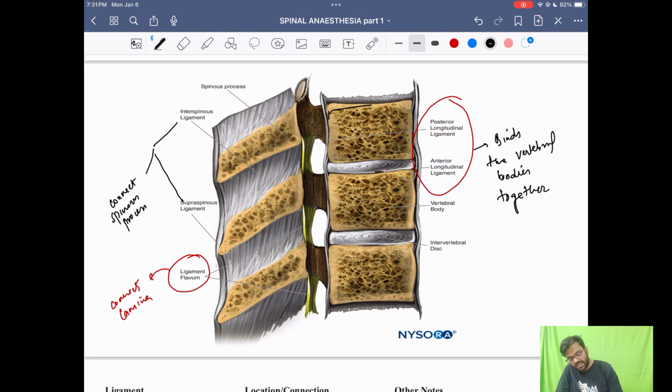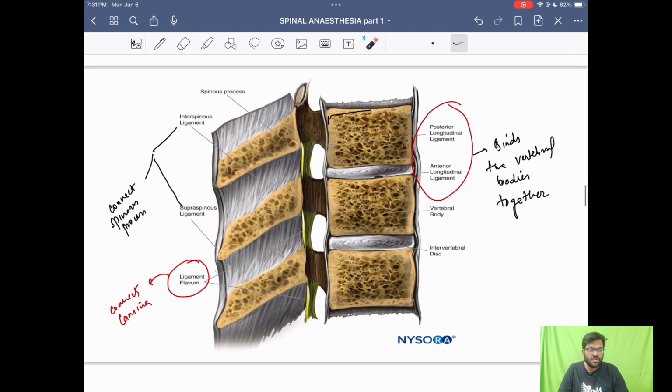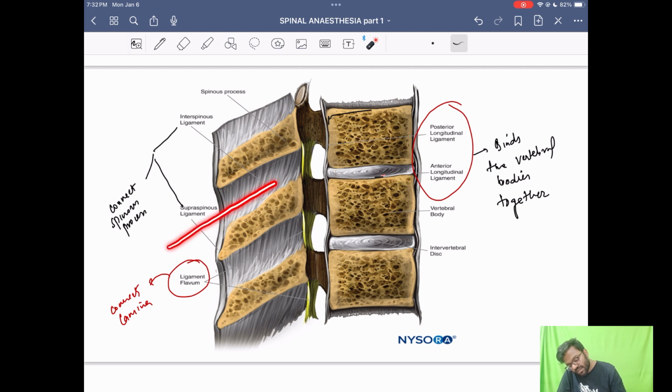So if you want to insert a needle, you're going through this. The first layer you involve is skin. Then obviously you're going to involve the subcutaneous fat. But the first ligament you're going to encounter is the supraspinous ligament. After the supraspinous ligament, you are going to encounter the interspinous ligament. After that, the ligamentum flavum. Your needle is going like this: supraspinous ligament, interspinous ligament, and ligamentum flavum.